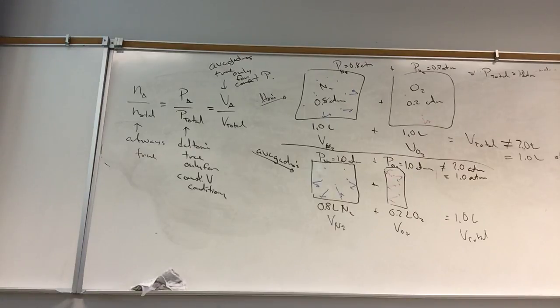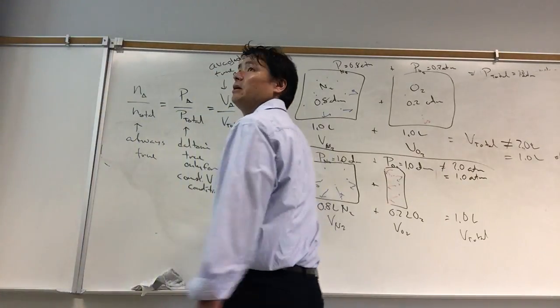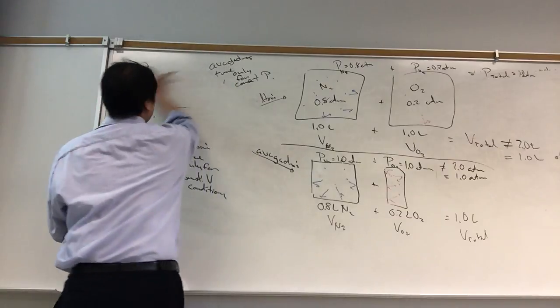Which one do you think is more common? Daltons or Avogadros for stoichiometry? Avogadros. Avogadros is way more common. And Avogadros will make your life easy. Avogadros can make your life very easy because of this.